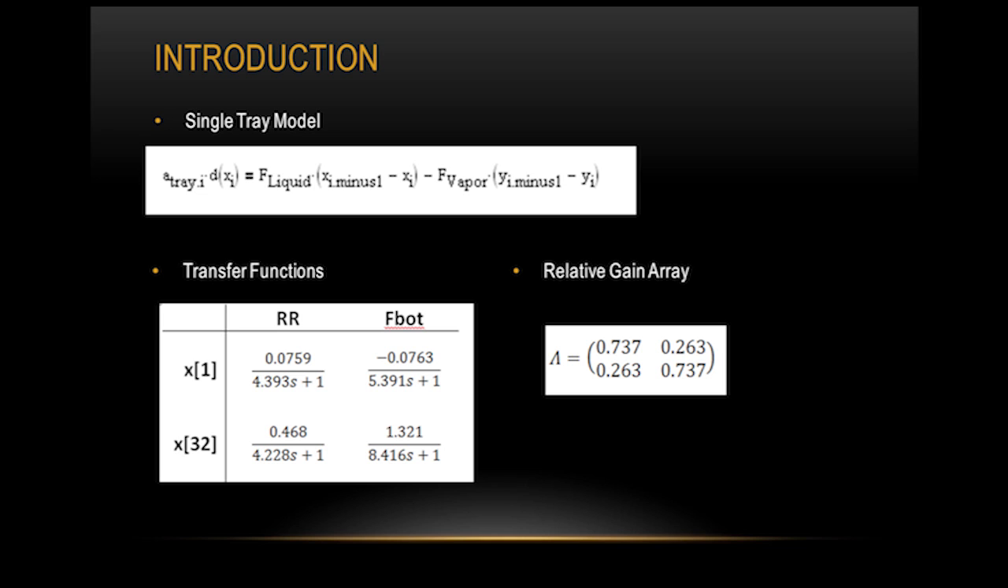This is the matrix that it generated. As you can see, the reflux ratio will be paired with the top composition, and the FBOT will be paired with the bottom composition. And that's what we were able to do. And then after we had these, we were able to run the different controllers in Simulink, and Jonathan's going to talk a little bit about that.